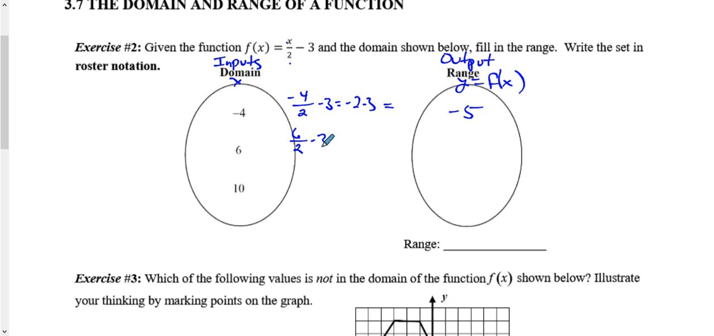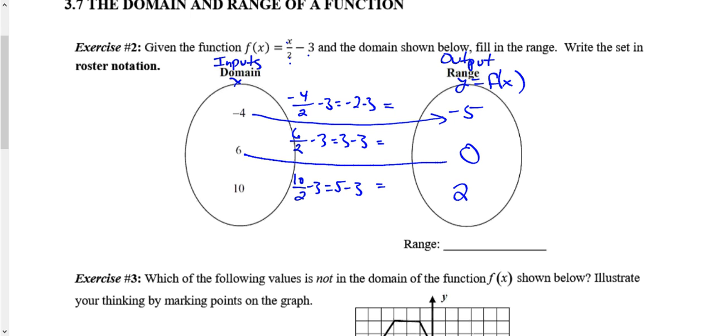What's 6 divided by 2? And then minus 3. Okay, so this equals what? 3 minus 3, which is 0. Corresponds to the 6, right? And let's do the 10. 10 over 2 minus 3, and that's 2. Okay? So you could kind of draw your lines here and make them correspond. And this is a function, right, because every input has exactly one output, all right?